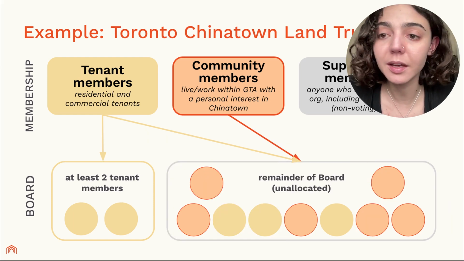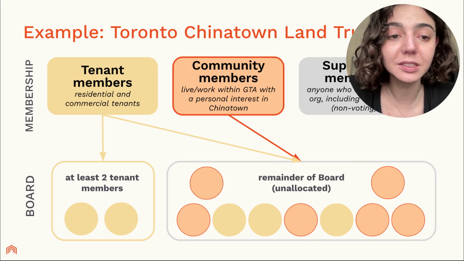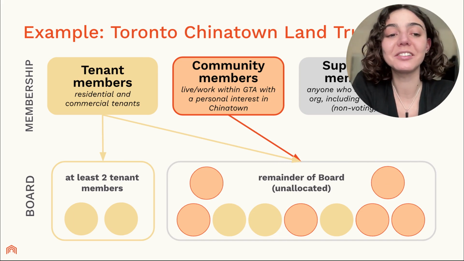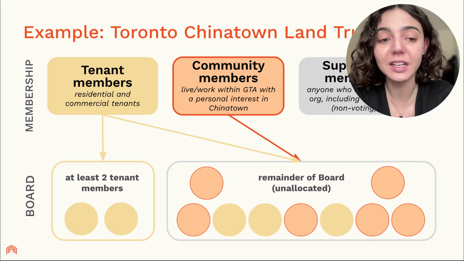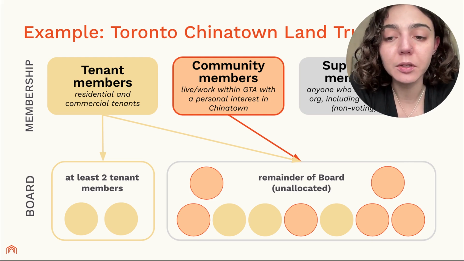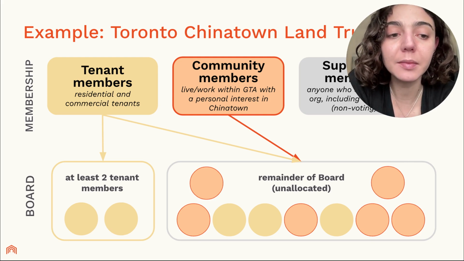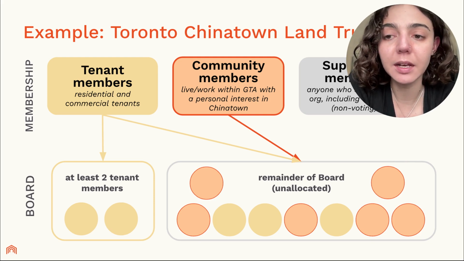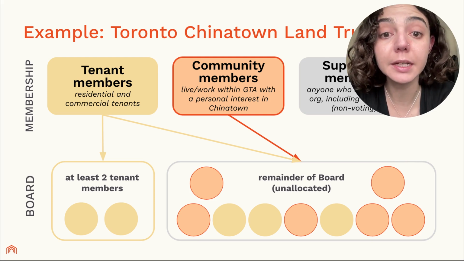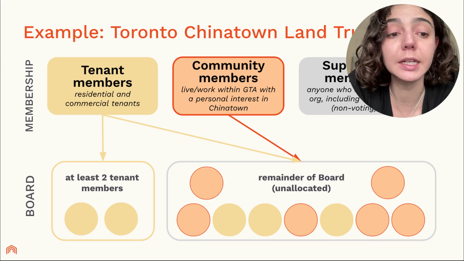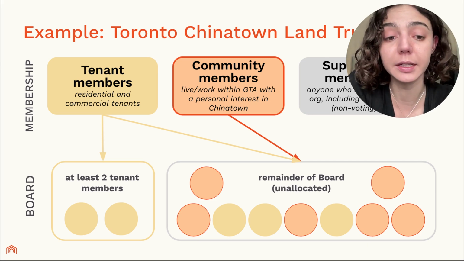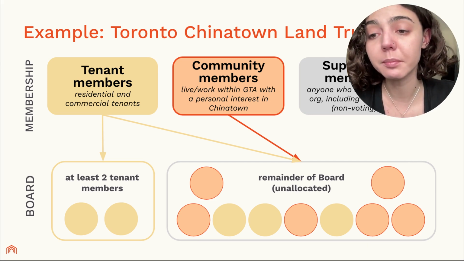And sticking with Toronto examples and shifting just slightly to the east, there's Toronto Chinatown Land Trust, and they have a unique governance model. They're fairly new, but I think it's still worth highlighting them because they've set up their board and membership to reflect and represent those with an interest in Chinatown and its cultural heritage. So they have tenant members.